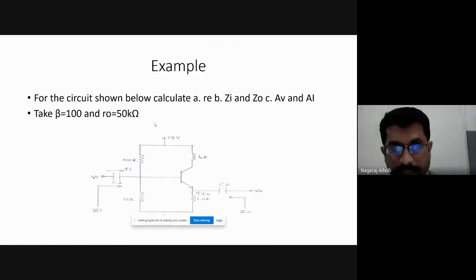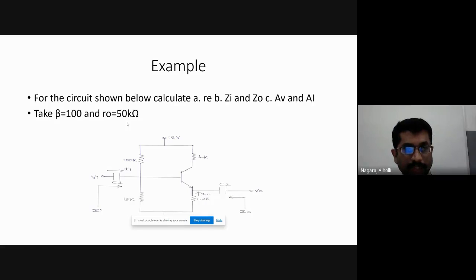Which circuit is this? Can anybody identify? Emitter follower using collector resistor. Note that it is not voltage divider bias. I told you all the difference between voltage divider bias and emitter follower using collector resistor. In voltage divider bias, the output is taken from the collector terminal, whereas in the emitter follower circuit using collector resistor, the output is taken from the emitter terminal. These are the given values: beta is given, r0 equal to 50 kilo ohms.